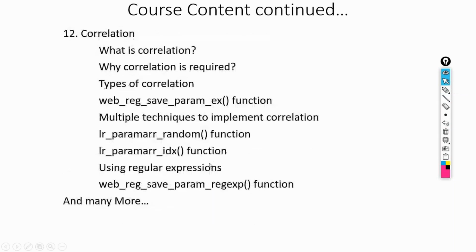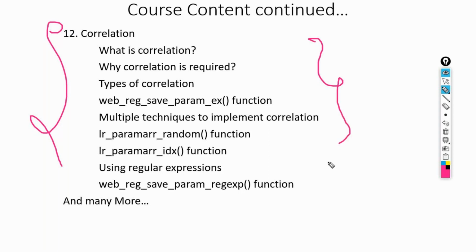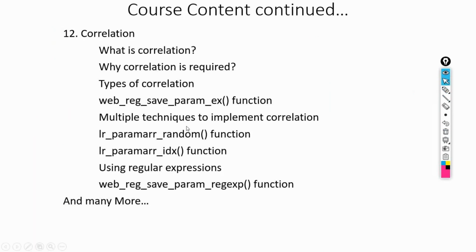Then you have a very important concept called correlation. This concept is not only specific to LoadRunner, it is there in JMeter and other tools also. It is that important: if you don't understand this concept, or if you don't practice, you cannot develop LoadRunner scripts, or in fact any performance testing tool script. We will learn this for 3 to 4 days.